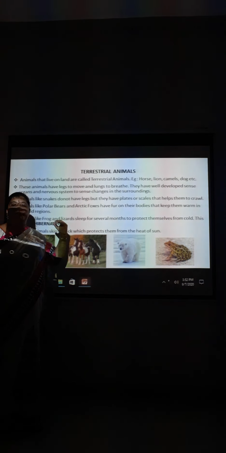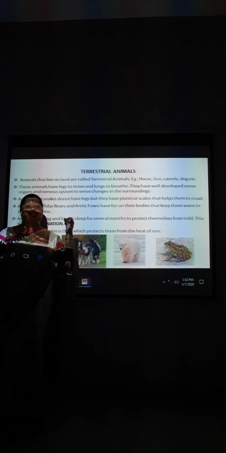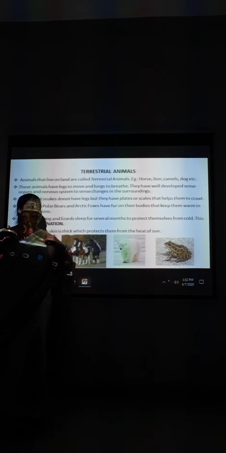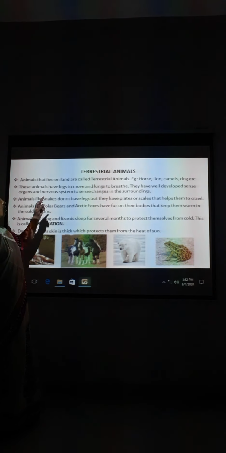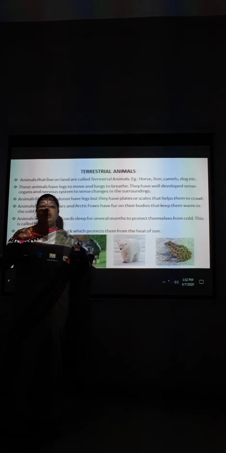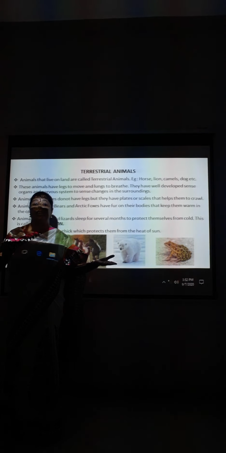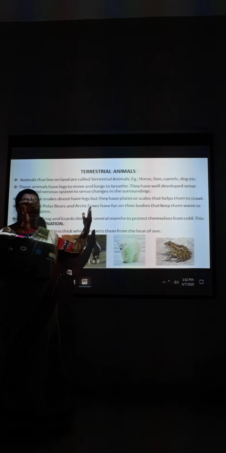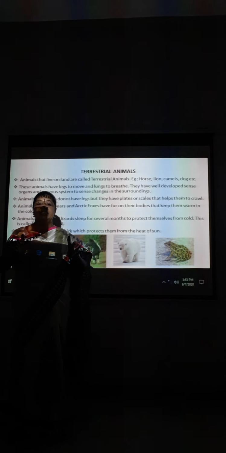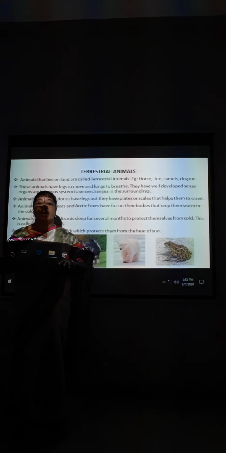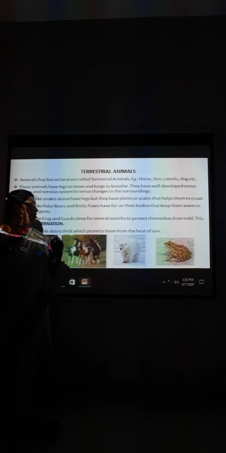Now, terrestrial animals. The word terrestrial itself tells us that these animals live on the land. Animals that live on land are called terrestrial animals. Land is the place for them. It is the home for them. We can find many animals around us, children, like horses, lion, camels, dog, etc. These animals tend to live on the land, so they are called terrestrial animals.